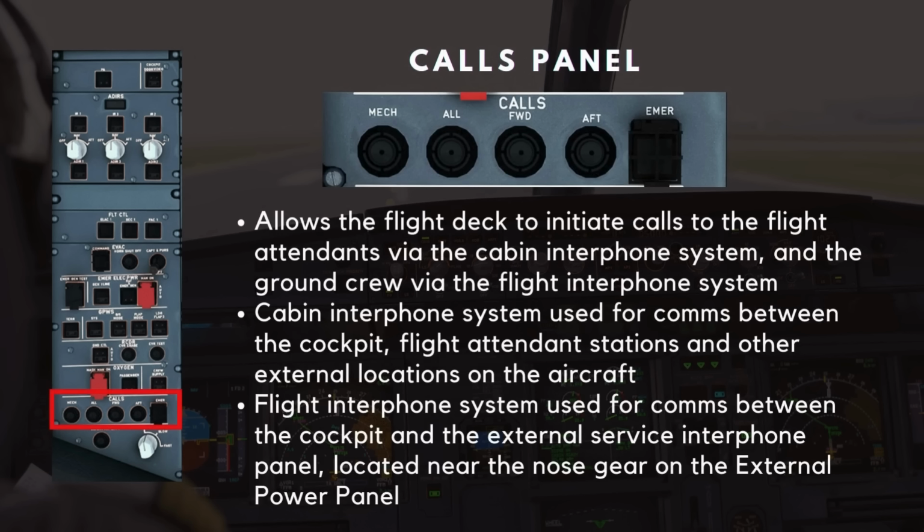The next section is the calls panel. This panel allows the flight deck to initiate calls to the flight attendants via the cabin interphone system and the ground crew via the flight interphone system. The cabin interphone system is used for communication between the cockpit, flight attendant stations, and other external locations on the aircraft. The flight interphone system is used for communication between the cockpit and the external service interphone panel, located near the nose gear on the external power panel.